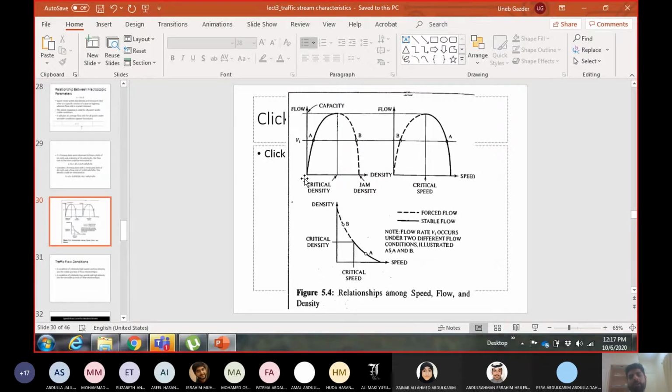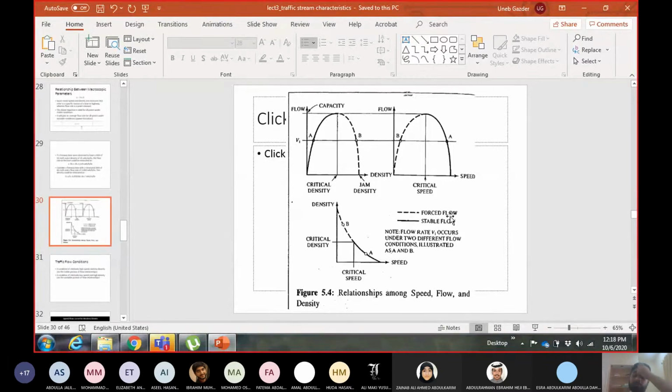Okay, and the flow can be zero at this point as well, when the density is maximum, jam density, and the speed is zero. So which is this point or this point. Okay, so the flow can be zero because there are no vehicles on the road, zero density, or the flow can be zero because the vehicles are completely jammed. Okay, which is the jam density.